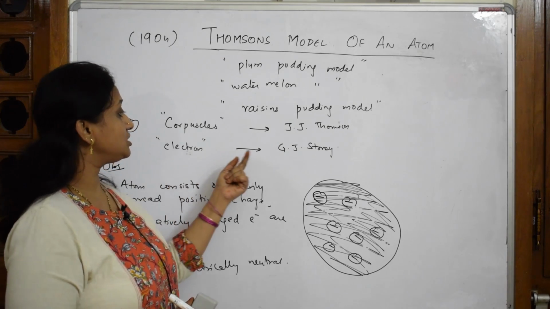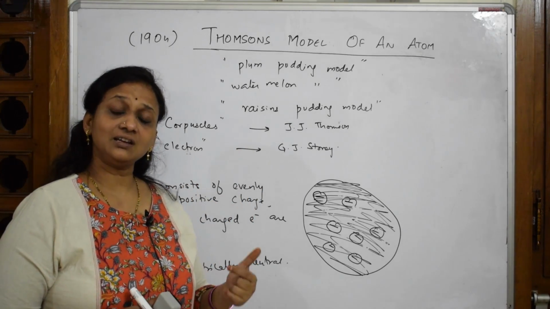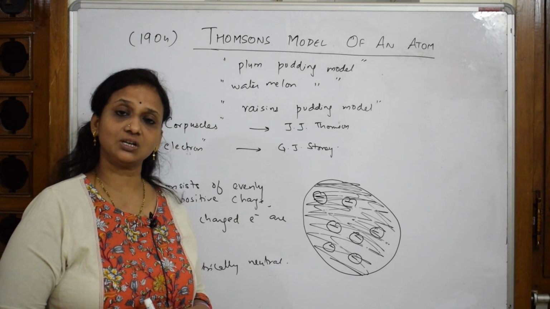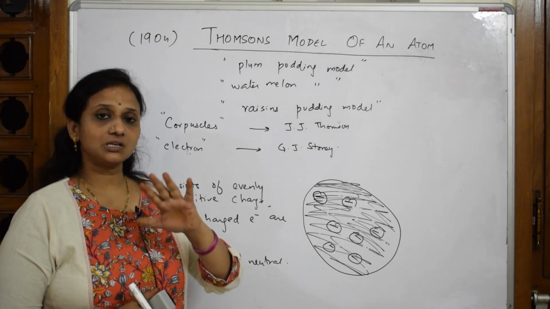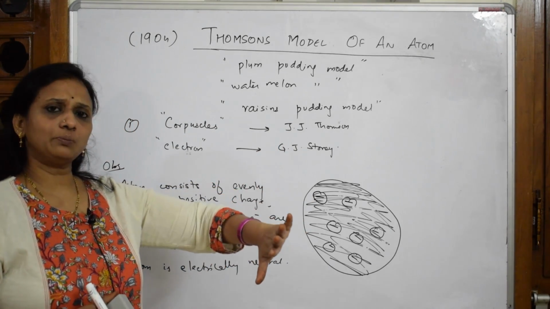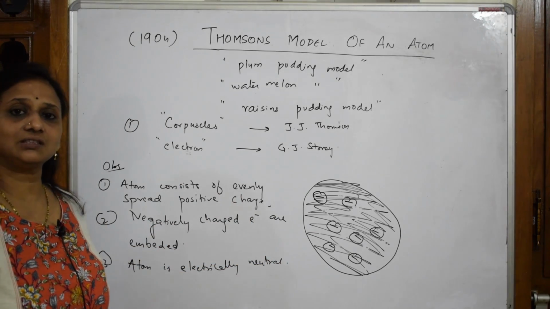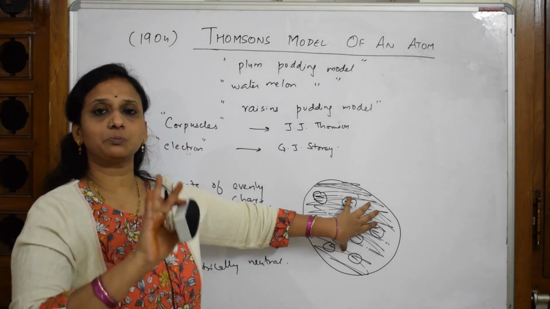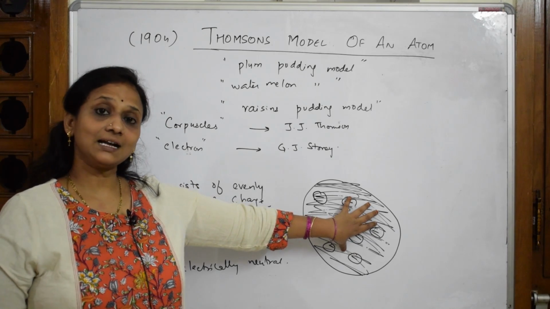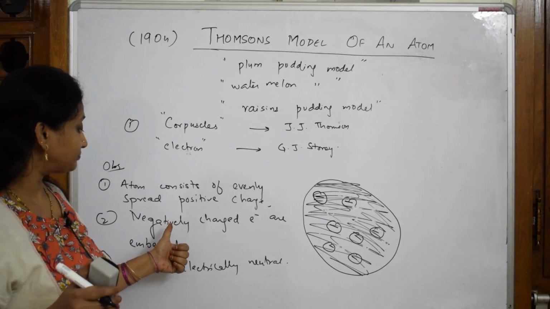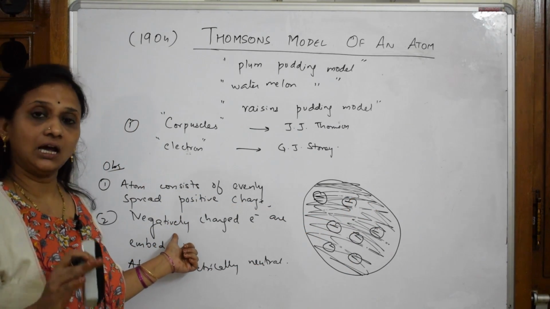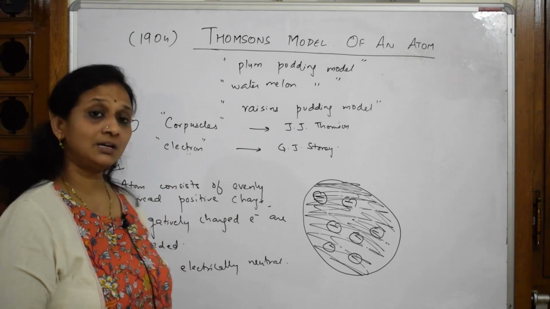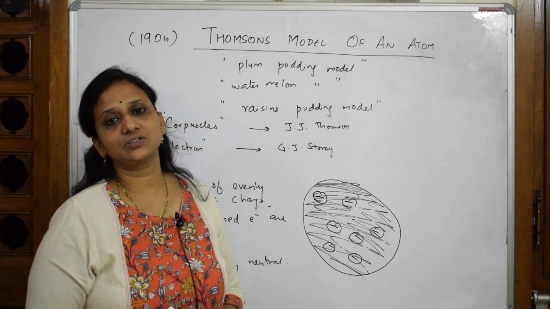Then came J.J. Stoney, who used the term electrons. It is not Thomson who used it, it was Stoney who used the word electrons. But his whole concept was only two or three important things. First, the positive charge is evenly spread. In that positive charge, we have electrons which are spread. Now when I compare the positive and negative charges, what is important? The atom on the whole is electrically neutral.